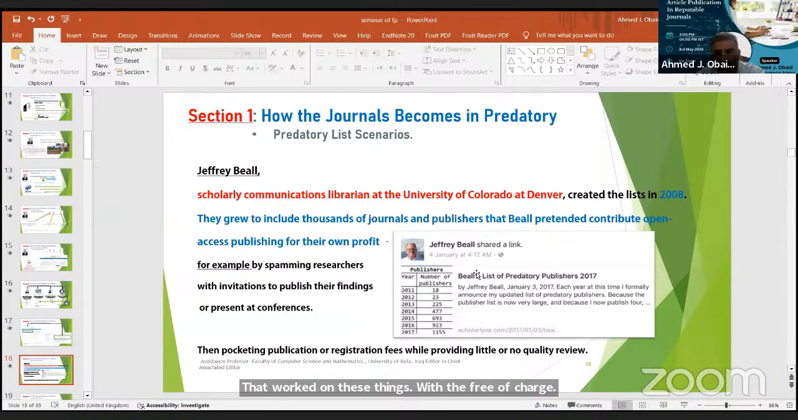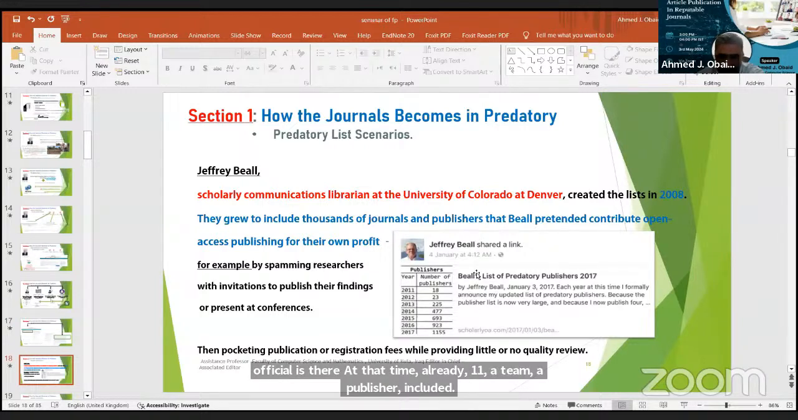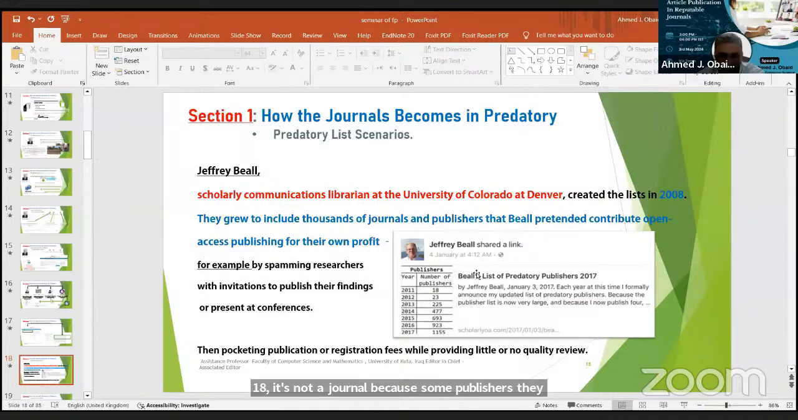Let us go for the growth of this list. In 2011, when his list officially became available, at that time 18 publishers were already included. 18 publishers means it's not journals, because some publishers already have 100-plus journals and some have only a few. In 2017, this is just a screenshot, around 1,155. And in 2023, around 3,400 publishers with more than 10,000 journals.